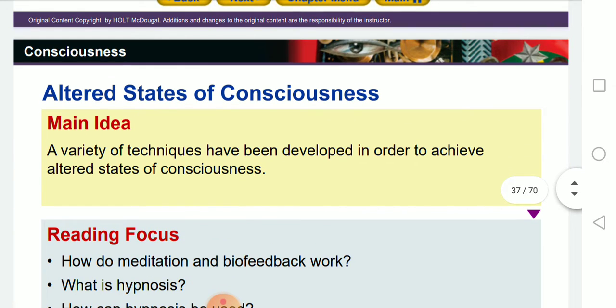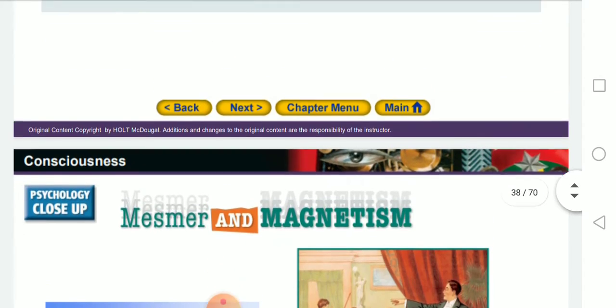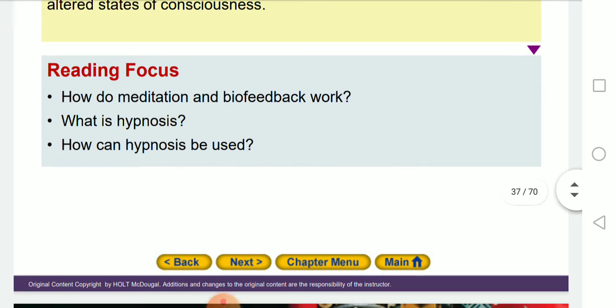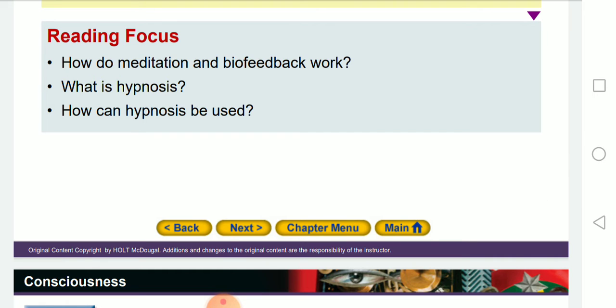So, I have here the main idea. We're gonna use a variety of techniques that have already been developed in order to achieve altered states of consciousness. We're gonna talk about meditation, and I know that a lot of you have heard about meditation and biofeedback. We talked about biofeedback, and I sent you a video about how it helped a small child by curing him from constipation. Can you remember? What's hypnosis? And I'm gonna talk about what's meant by hypnosis. How can hypnosis be used?